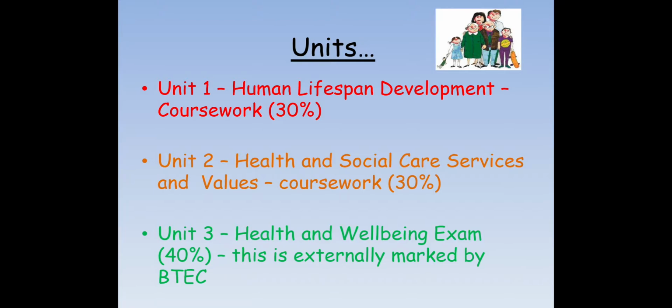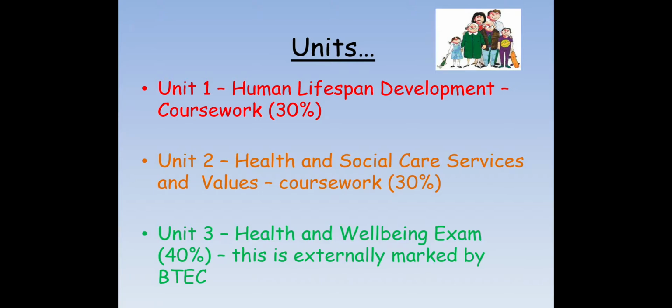Then when we get to year 11, we sit our health and wellbeing exam. Again, this is 40%. This is marked externally, and we don't sit it till year 11, so we need to ensure that we get all our coursework done beforehand, so then we're able to sit this exam in year 11. The coursework also that they learn will be again in the unit 3 exam that they will sit.